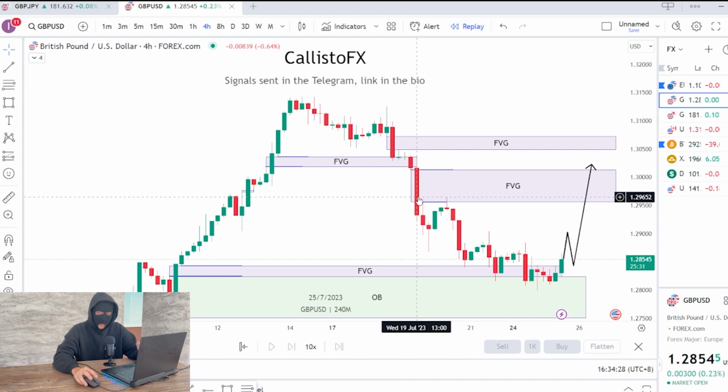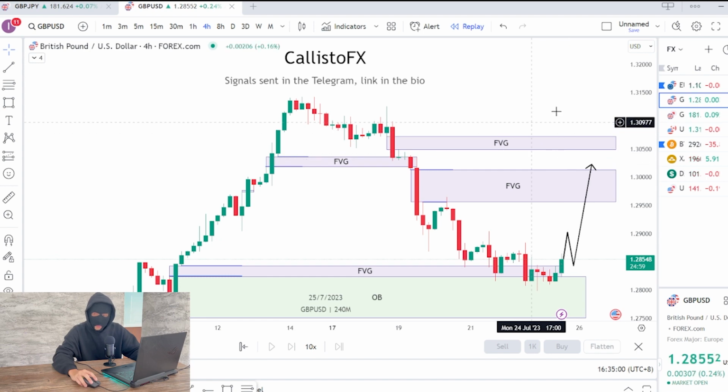So with that being said, fair value gaps are used most of the time to ensure price continues in a certain direction after filling. So to target these areas is a high probability area for price to go to. For example, for buys on GBP US dollar, I'm looking for continuation buys after testing the order block. And where do I target my take profit? At the areas where there are potential fair value gaps. So there is one over here and two over here.